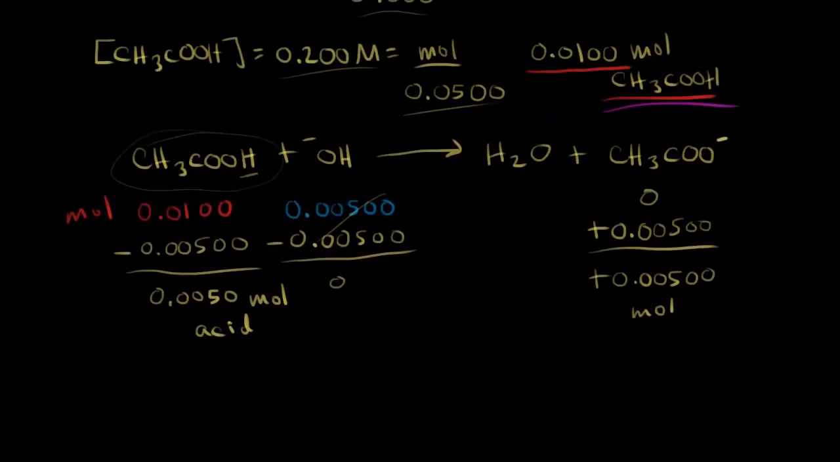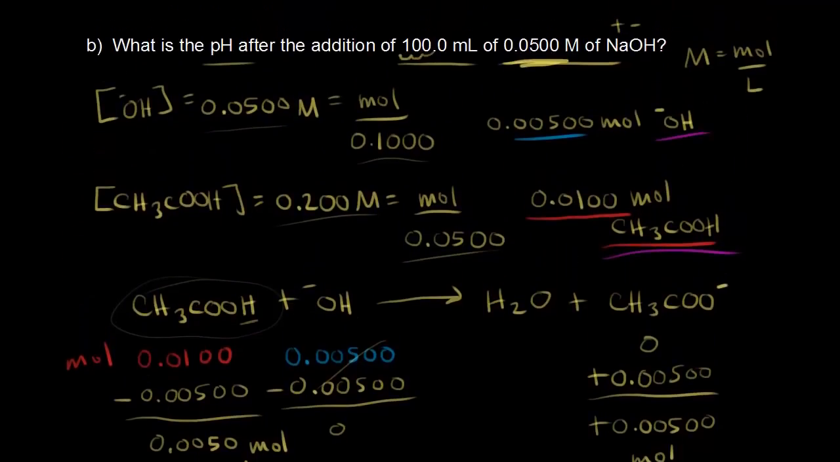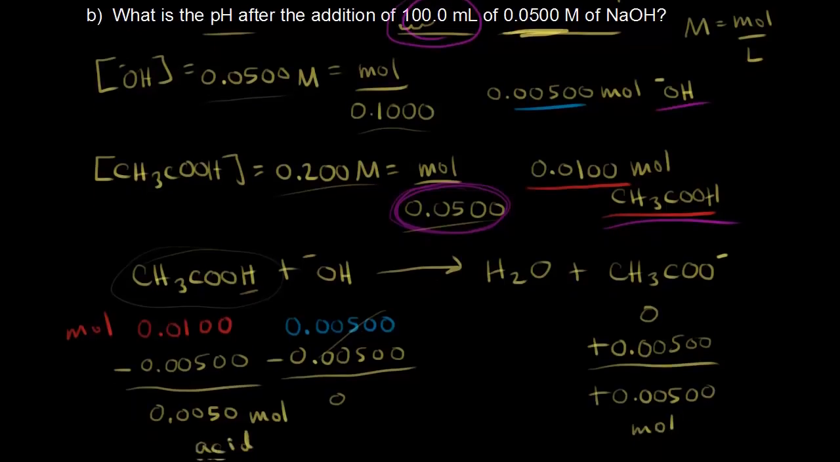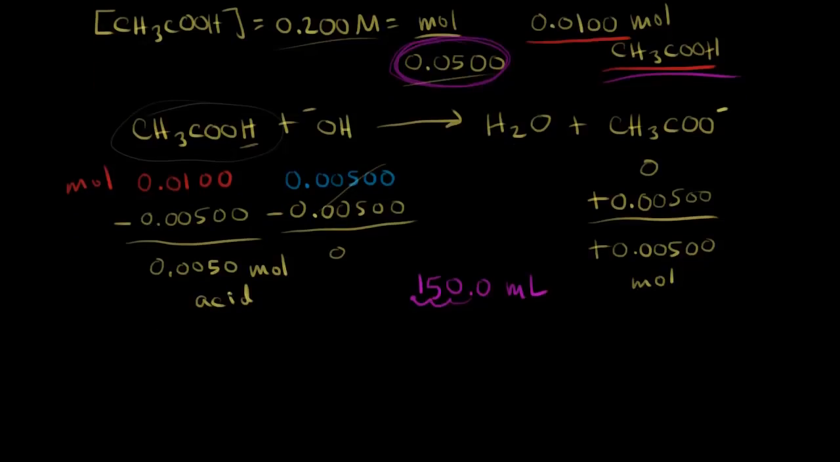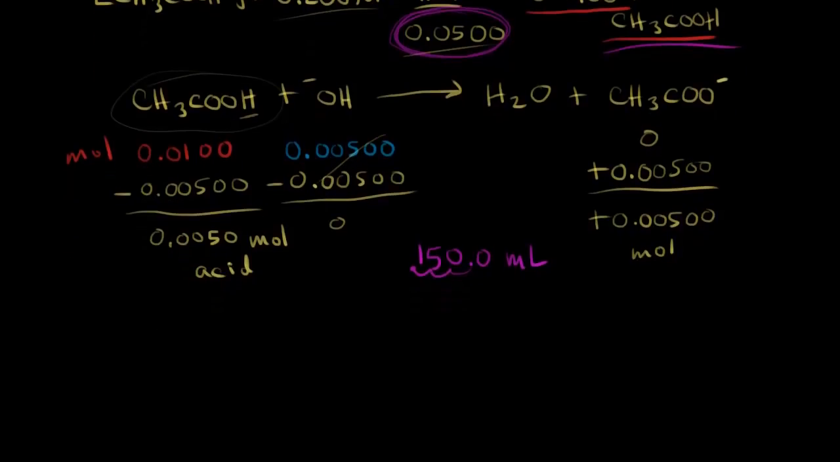Well, let's think about that. So let's go back up here to the problem. We're adding 100 milliliters, and we started with 50 milliliters of our acid solution. So 50 plus 100 is 150 milliliters. So now our new volume is 150.0 milliliters, 50 plus 100. And that's equal to 0.15 liters. We move our decimal place. So let's figure out our concentrations. We have moles, we have volume, so let's find the concentration of acetic acid now after neutralization.